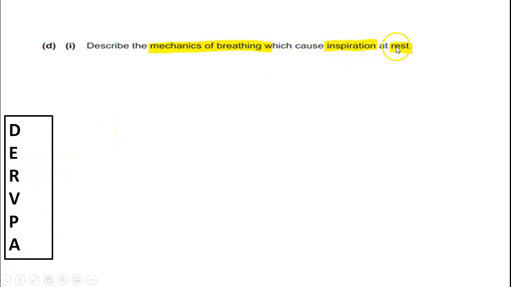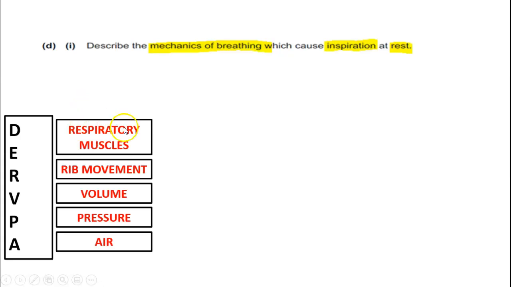Right, so then it's inspiration at rest. And now what I need you to have, and if I was answering this question, what I would look at is say, right, so my respiratory muscles, ribs, volume, pressure, air, I've got to now translate that into an answer that is going to allow me to get credit. So the question for this would be 4 marks. So let's have a look at how I could get those 4 marks.